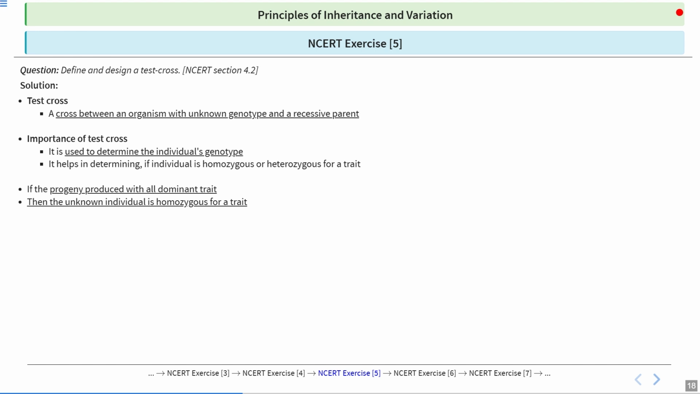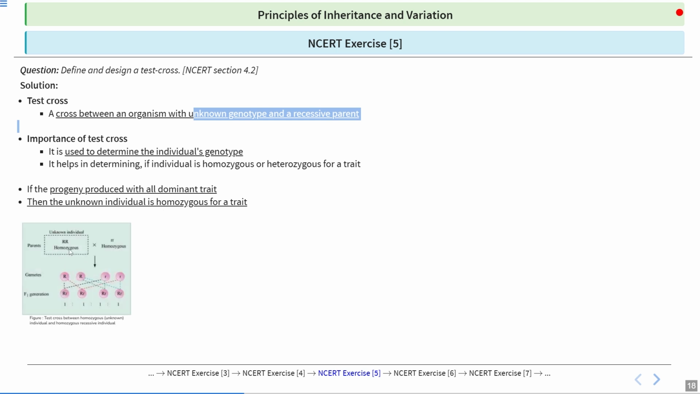Now, if the progeny produces all the dominant traits after this cross, then the unknown individual is homozygous for that trait. So let's understand this using this image here. You can see in the first case, if the organism having unknown genotype is homozygous for that trait, then what will happen in this cross?